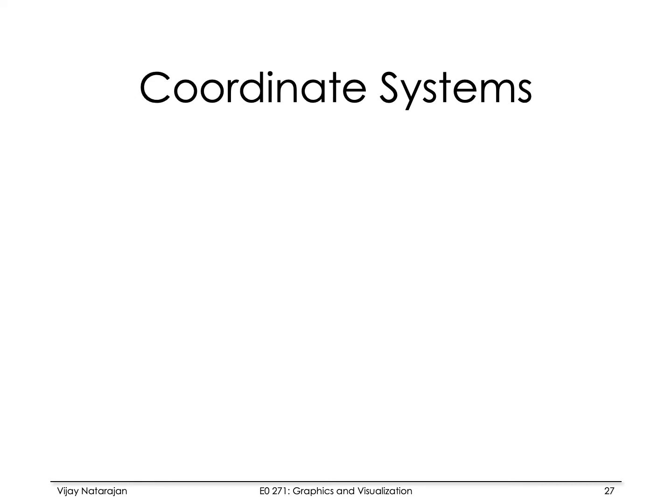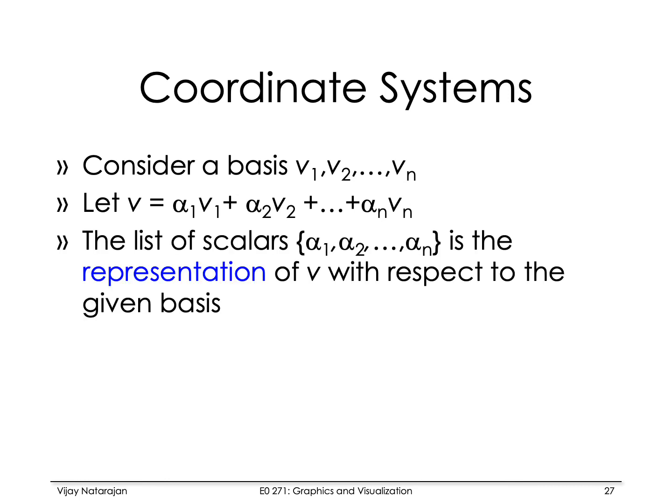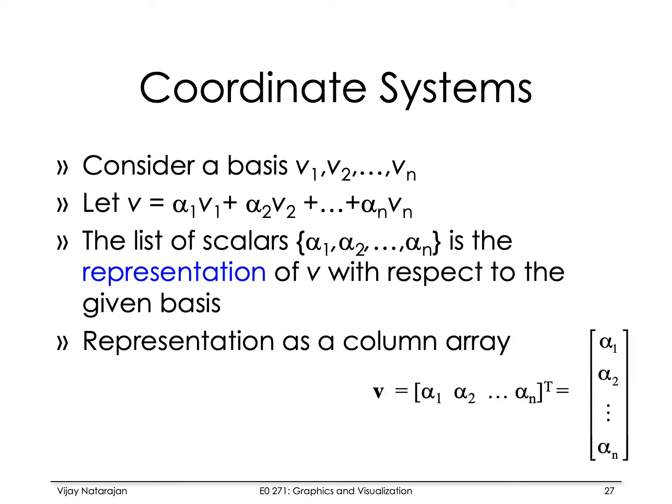Let's first talk about coordinate systems. Let's consider a vector space and let v sub i be its basis. Consider a vector v, which is written as a linear sum, summation alpha sub i v sub i. We call the alpha sub i's the representation of v with respect to this basis v sub i. And the way we write this down is the usual form as a column vector of alpha sub i's. The basis is implicitly understood.